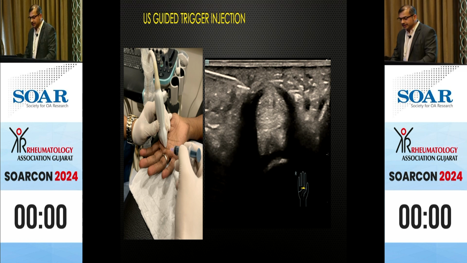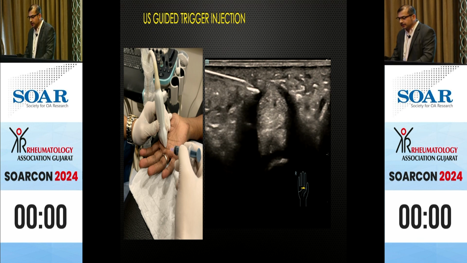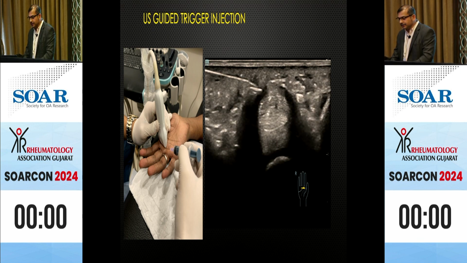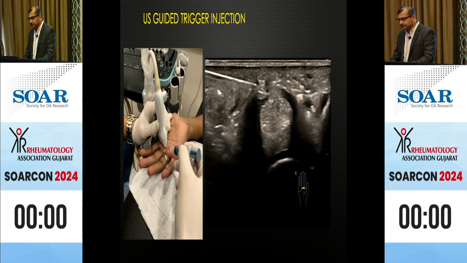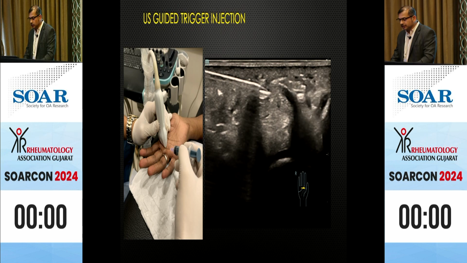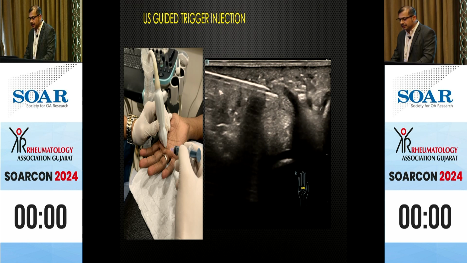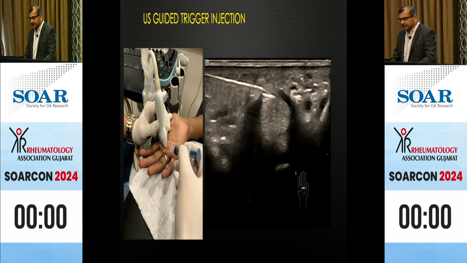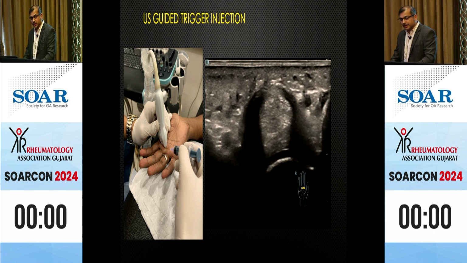So that's the trigger finger injection which we give in a case of OA, where the needle goes underneath the thickened A1 pulley and you can inject the dose. So you can see the neurovascular bundles here. That's the digital artery and the nerve. Here, there's the digital artery and the nerve. This is the one which we have to take care and avoid.